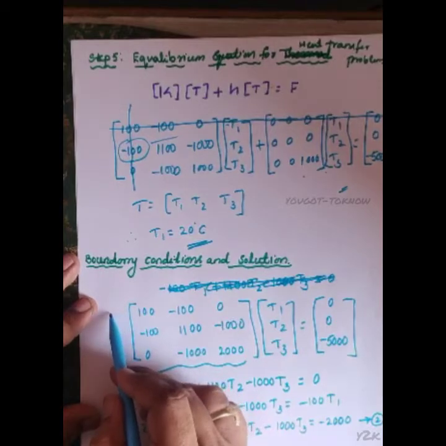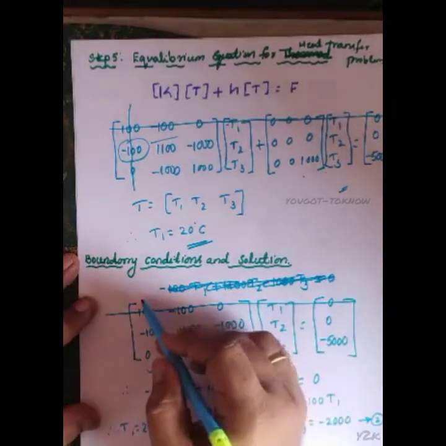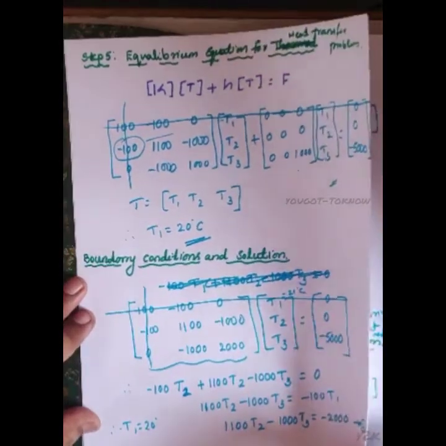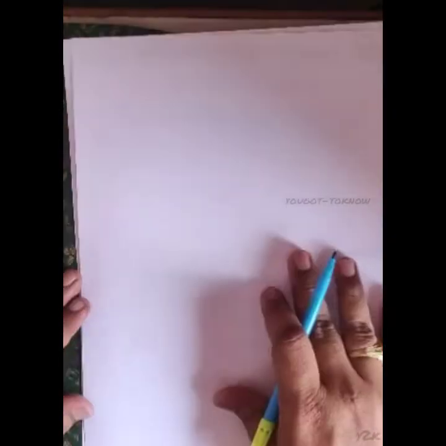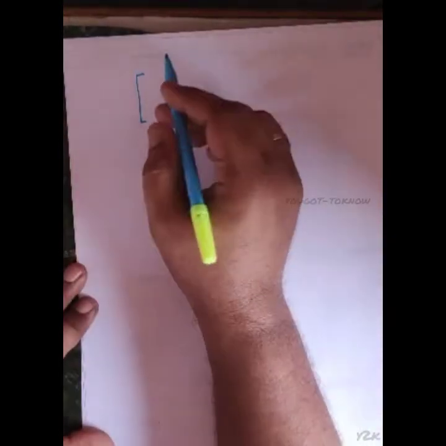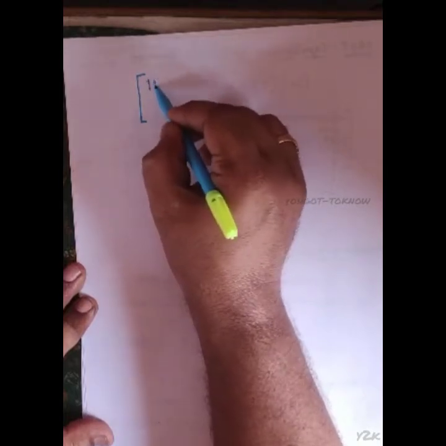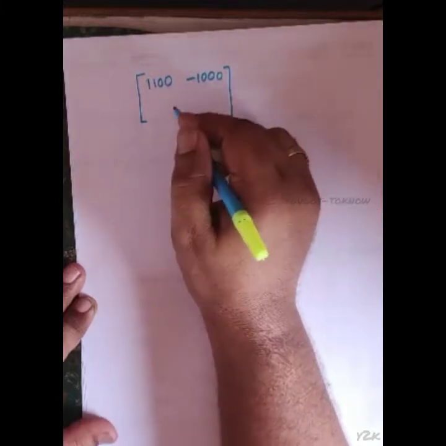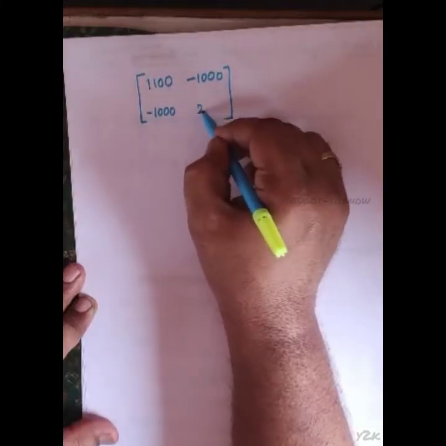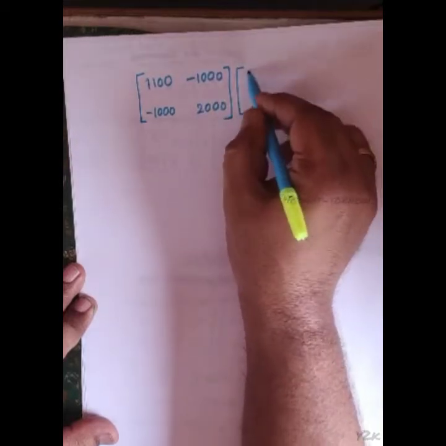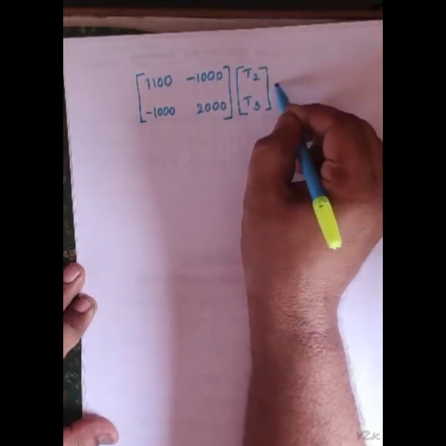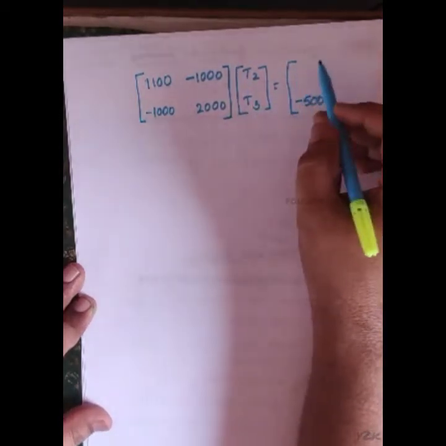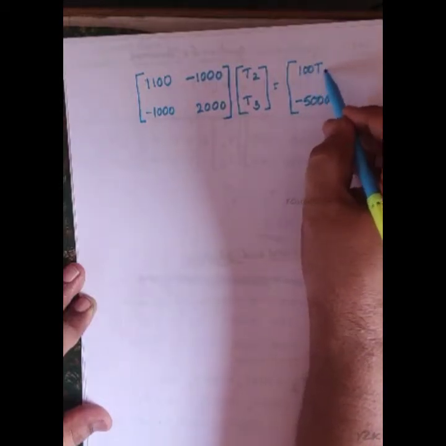Now if you apply this concept here, if you eliminate this row and this column, why are you eliminating? Because you know that T1 equals 20 degrees Celsius. If you eliminate this, see what happens in your matrix. Your matrix should be written like this: minus 1100, correct? Because first row, first column is minus 1000, then minus 1000, 2000 into T2, T3 is equal to what is the value? Here you are writing minus 5000, but you should write plus 100 T1.